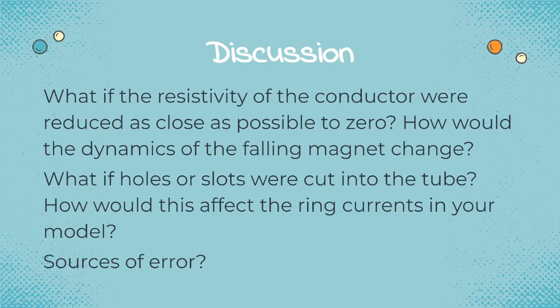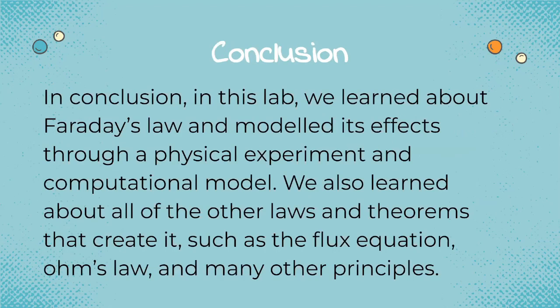What if holes or slots were cut into the tube? How would this affect the ring current in your model? There would be fewer complete rings, therefore decreasing the magnetic force on the magnet. This would cause the magnet to fall faster. My possible sources of error are mistakes in my timing and air resistance acting on the system.